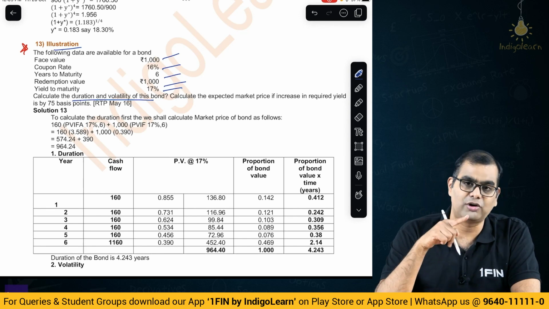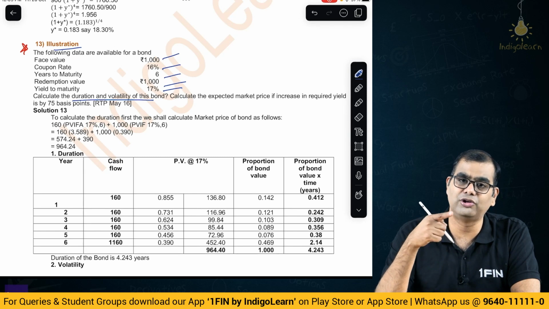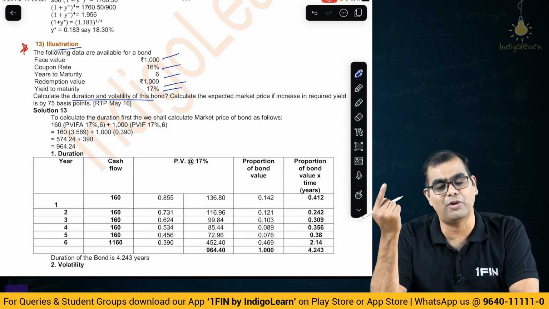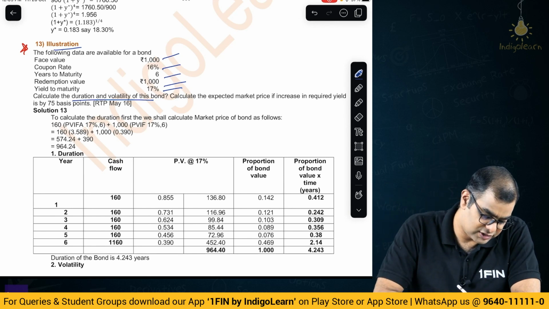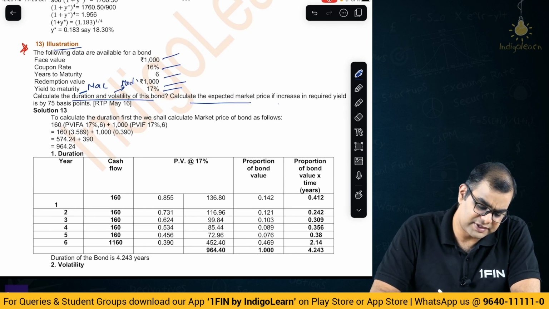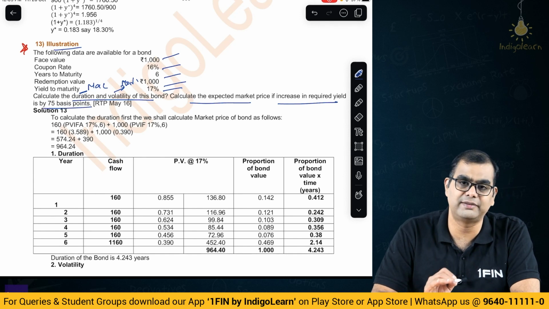In the previous problem, where we were trying to immunize a portfolio, we did it with the Macaulay duration. When we talk about volatility, we are talking about modified duration. Here this duration is Macaulay and this volatility is modified. Very simple. Calculate the expected market price if there is an increase in required yield by 75 basis points. So, there is an increase in yield by 75 bips.